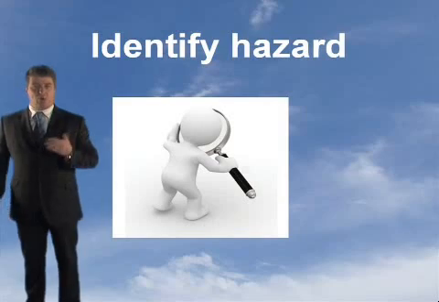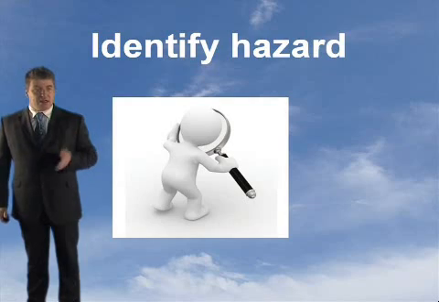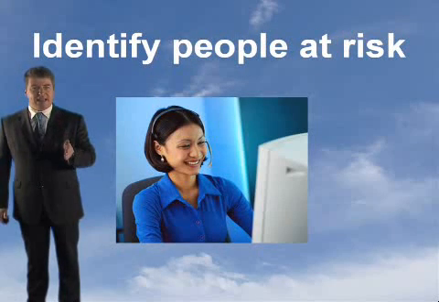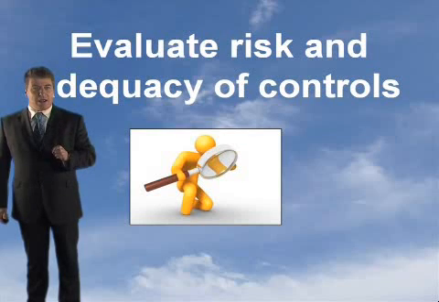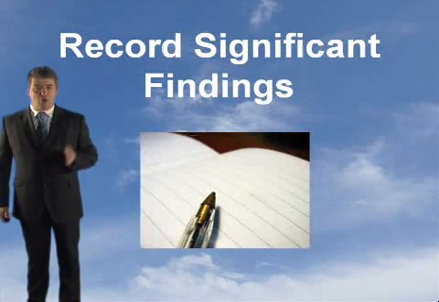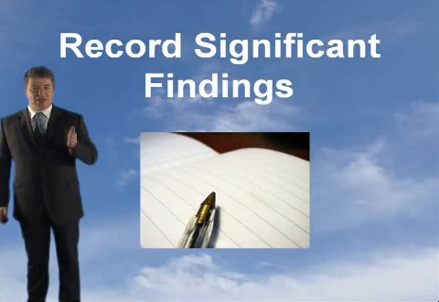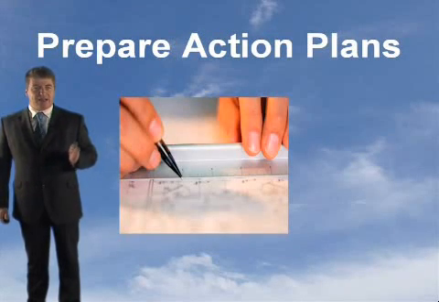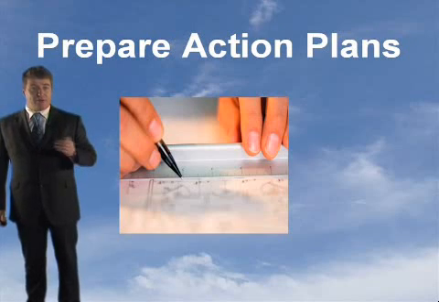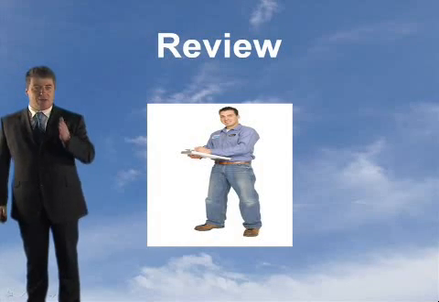What's step 1? Well, step 1 is identify your hazards. Step 2, decide who may be in danger and note their locations. Step 3, evaluate the risks and adequacy of your control measures. Step 4, record significant findings and actions necessary. Step 5, prepare action plans to carry out any necessary improvements. And step 6, review. That's the different steps method.